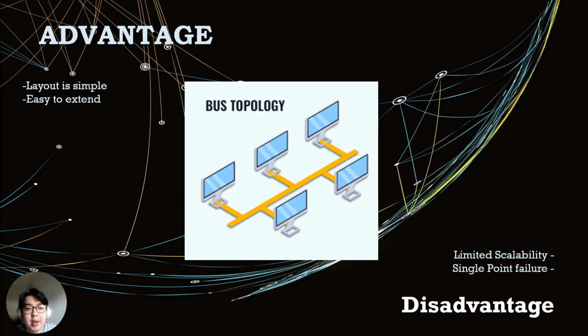The advantage would be that the layout is simple because it's just a single cable connected to all the devices. It's very easy to extend. You just need to extend the main cable to the new devices and it will work just like a normal one. But the disadvantage is limited scalability, because the more devices connected, the more it reduces the performance of the network. It would be easier for collisions to occur.